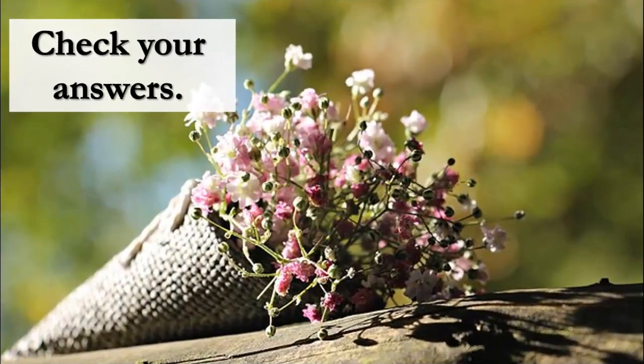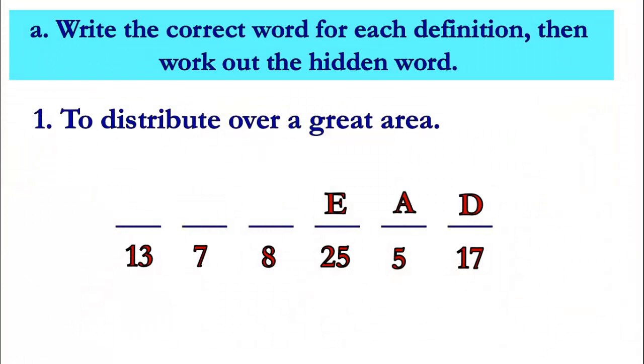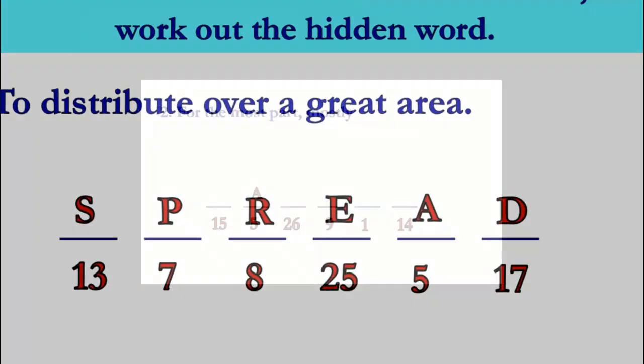Now let's check the answers together. The first one, to distribute over a great area. Here we have 3 letters and we have 3 letters missing. So what is the meaning here when we say to distribute over a great area? That's right. It means spread. Spread. So spread means what? To distribute over a great area.